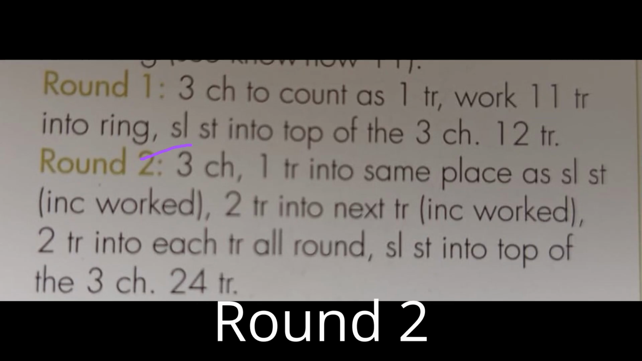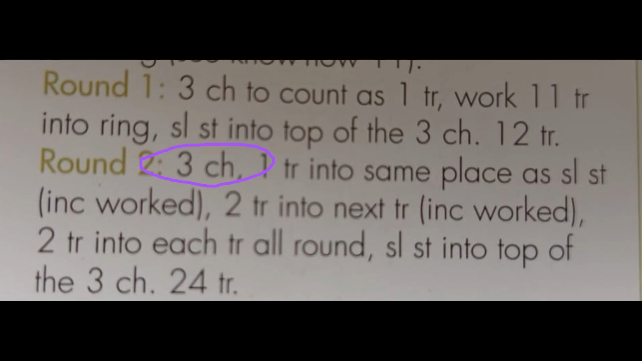Round 2, it says chain 3. You're going to chain 3 again because you need the height of the stitches. Then it says 1 treble into same place as slip stitch. That's an increase worked. Okay, so in the same place where the chain is, you're going to make a treble stitch. Okay, and then it just says increase worked. So that's your first increase, because you're trying to make the circle bigger now, right?